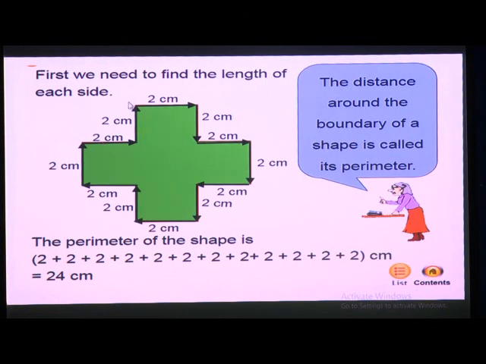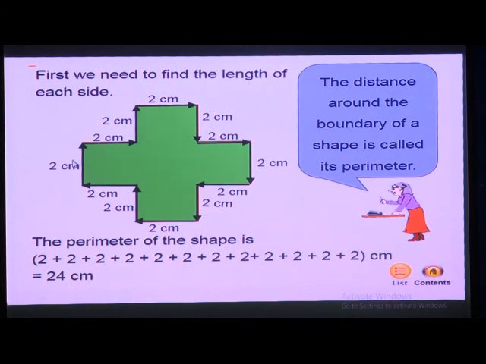Now, we have seen the example, so we will solve it. First, we need to find the length of each side. The length of each side of this shape is everywhere 2 centimeter. So, the distance around the boundary of a shape is called its perimeter, and to find the perimeter of the shape we need to add all sides of this figure. So, 2 plus 2 plus 2 plus 2 plus 2 plus 2 plus 2 plus 2 plus 2 plus 2 plus 2 plus 2.